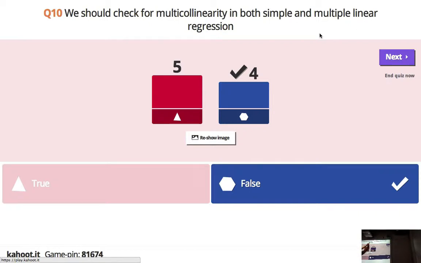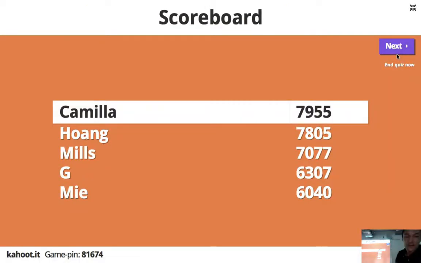Why is it not possible to have multicollinearity in simple linear regression? How many explanatory variables are in simple linear regression? Yeah, 1. So is it possible to have 2 or more explanatory variables with a high degree of correlation in simple linear regression? No. Okay, so this was false. Ah, very good.